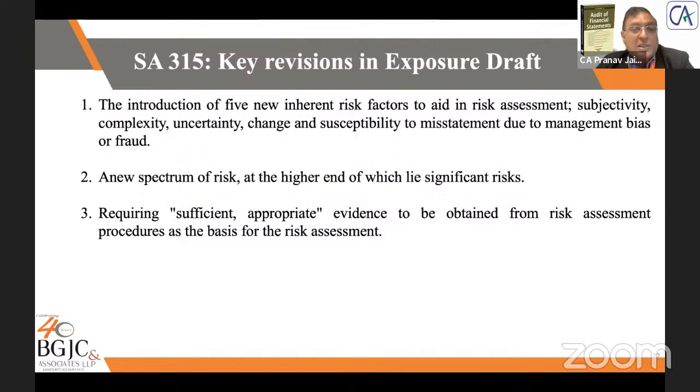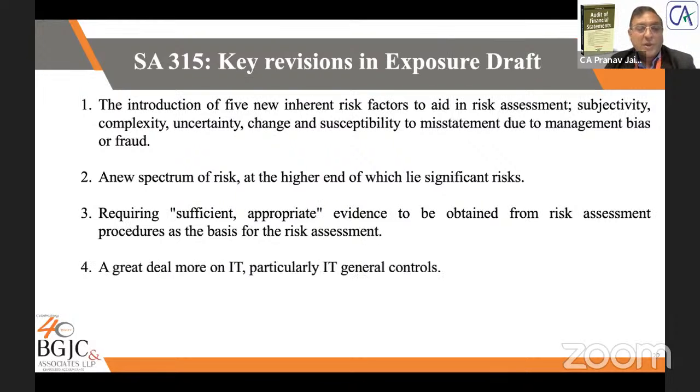The standard requires sufficient appropriate evidence to be obtained from risk assessment procedures as the basis for the risk assessment. So we have been talking about sufficient and appropriate evidence in the context of audit in terms of SA 500. There should be sufficient and appropriate evidence from the risk assessment procedures to conclude whether the risk assessment has been done appropriately or not. So this again would require additional documentation to document whether these evidences are sufficient and appropriate to form the basis for risk assessment.